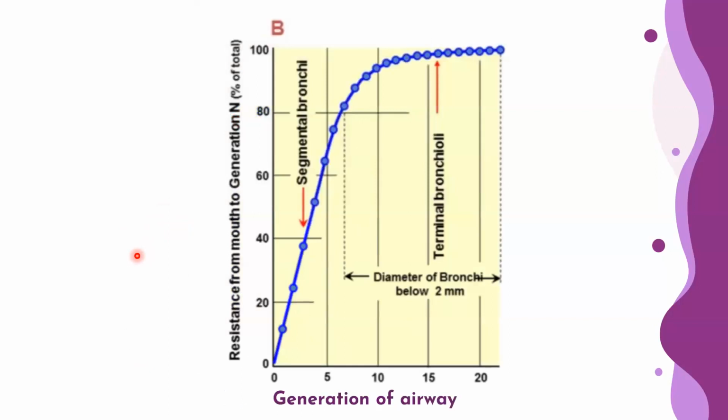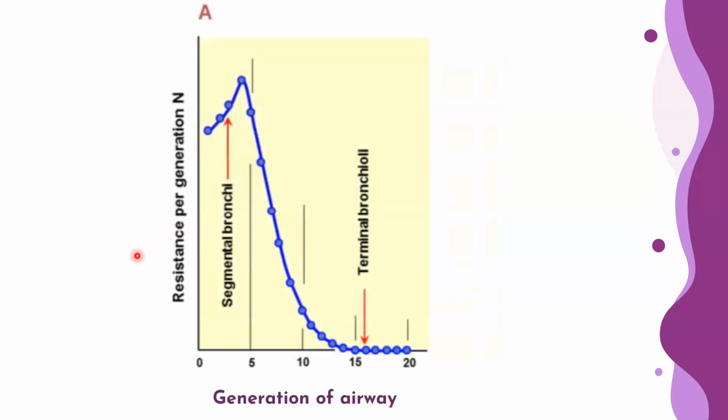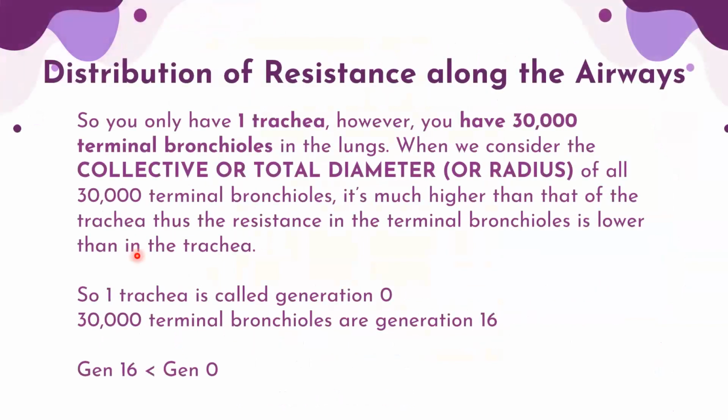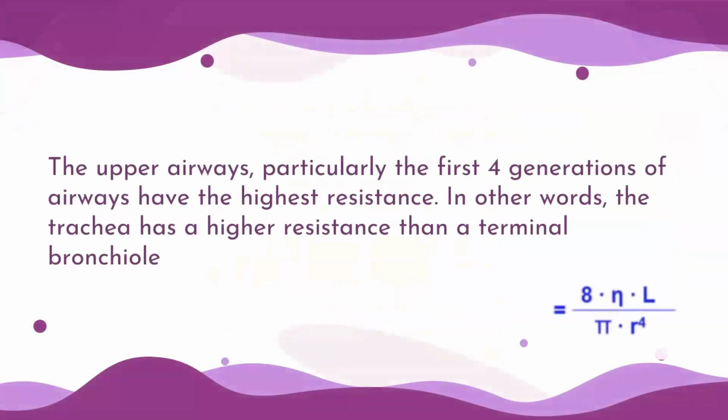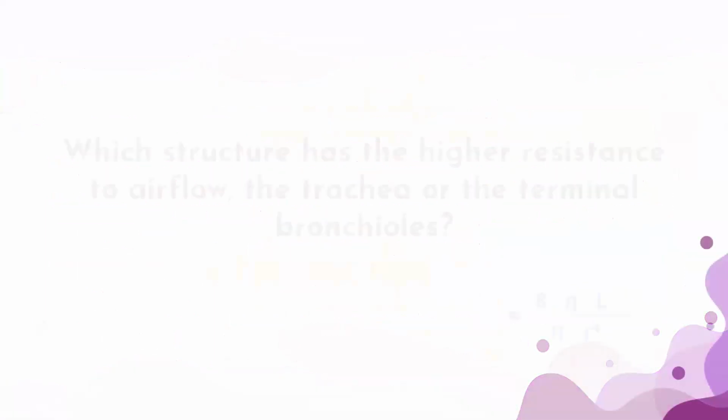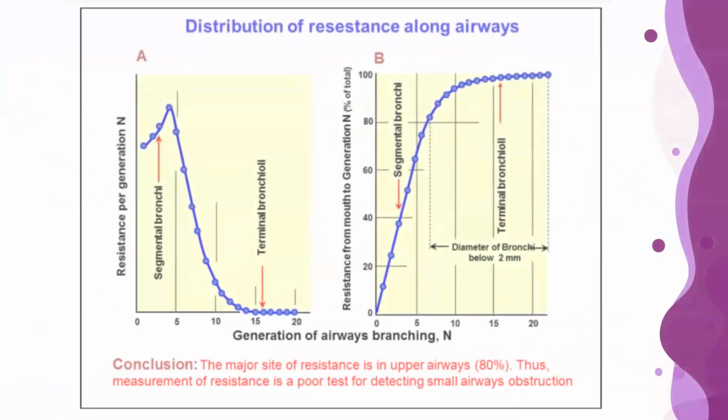Now, this graph is actually trying to prove one of the conclusions that we made initially, that Dr. Shums wrote in his slides. Let me go back to the graph. Here. He said that the major site of resistance is in the upper airway, in the 80%. Now you can kind of see that here.